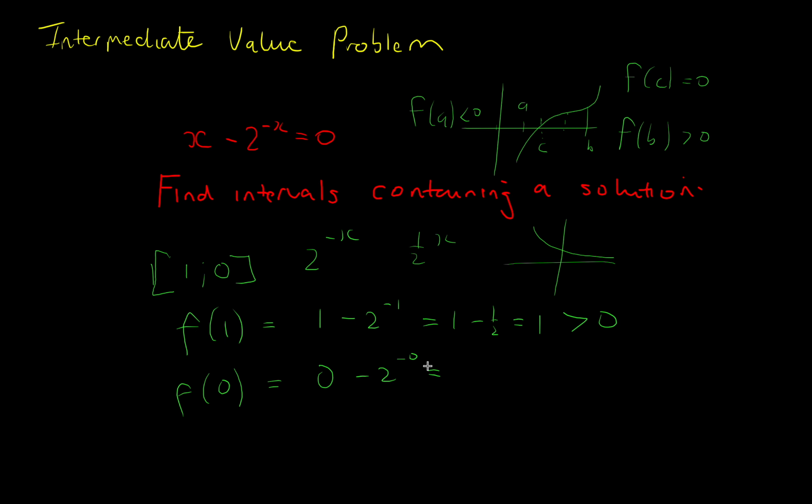And we know 2 to the power of minus 0 basically means 1 over 2 to the power of 0. And we know 2 to the power of 0 is 1, so this will be minus 1. So this is less than 0. So now we've proven that there exists a value, c, that is between 1 and 0, so that f of c would be equal to 0. So we've proven that there is a value.